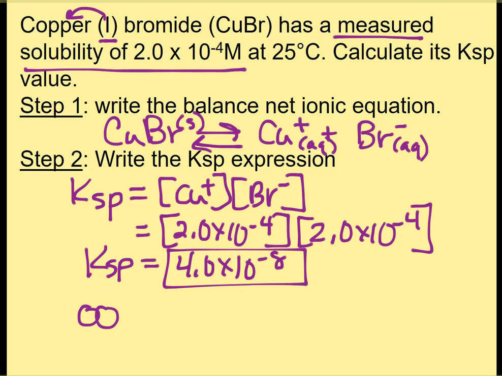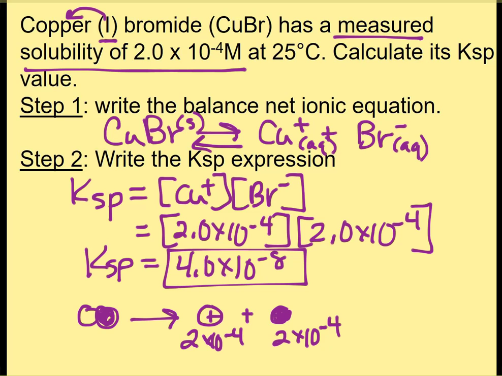So again, here is my copper 1 bromide. And then it splits up into the copper ion and the bromide ion. So you see the concentration of one of them is going to be the concentration of the other. If this one is 2 times 10 to the minus 4, then this one's going to be 2 times 10 to the minus 4. Because they're formed at the same time.